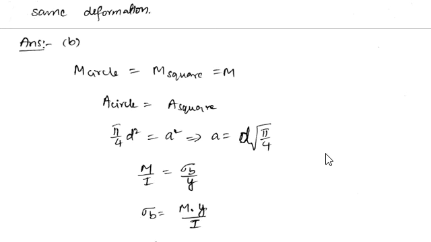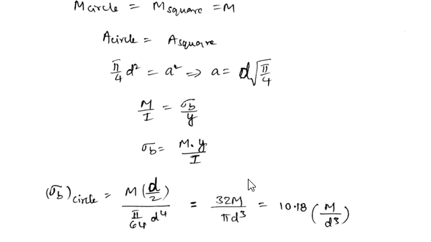From the bending equation we can write M by I is equal to sigma b by y, where M is the bending moment, I is the moment of inertia of cross section, sigma b is the bending stress, and y is the distance from the central axis to the outermost layer. So from this we can write sigma b is equal to M into y by I. For the circle, y from the center to the outermost layer is half of the diameter, d by 2, and for circular cross section the I value is pi d power 4 by 64.